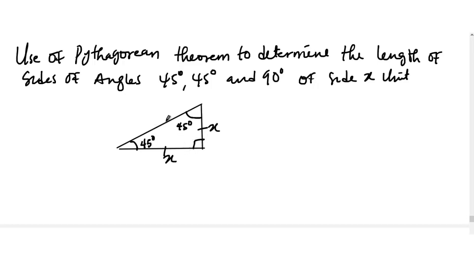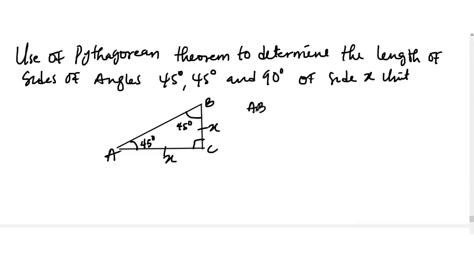Don't forget this is a right triangle. All we need to do, okay, let me label this. Let me call this A, let me call this B, and let me call this C. So we need to use the Pythagorean theorem to get the hypotenuse. The Pythagorean theorem basically states that the square of the hypotenuse is equal to the sum of the squares of the other two sides. The hypotenuse is the side facing the right angle, which is AB.